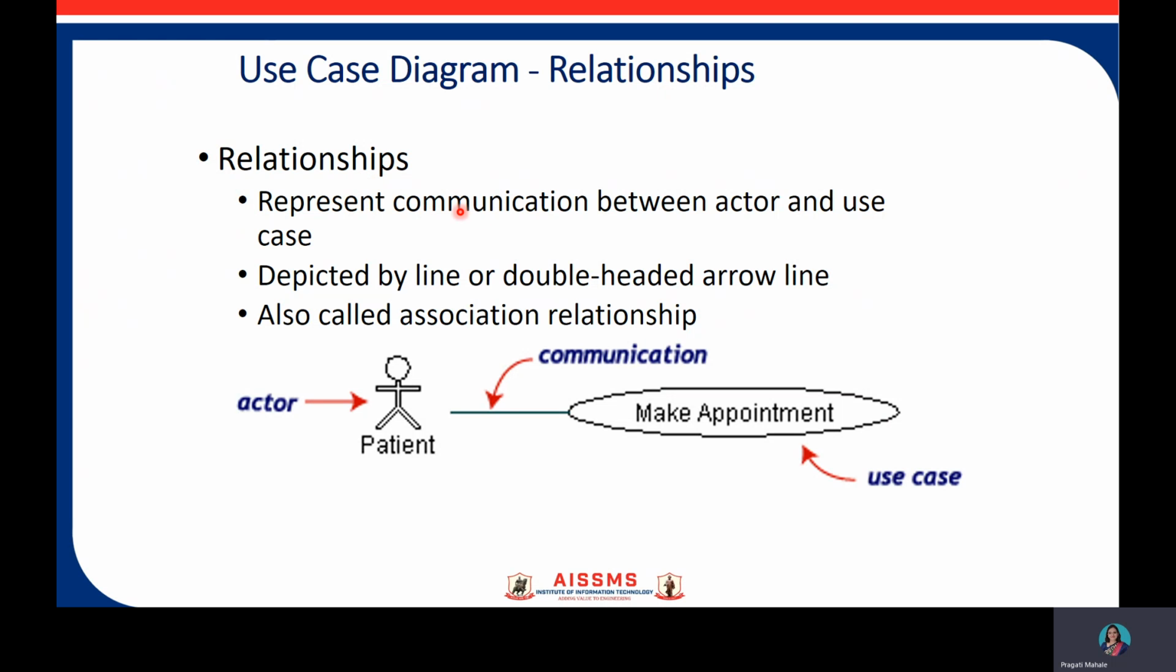The third component is the communication line or the relationship. So the relationship represents the communication between the actor and the use case. It is depicted by the line or a double-headed arrow line, and above this particular line you can also mention some label or the description of the type of relationship. Here a simple line is also called the association relationship. So the relationship represents the connection or the communication between the actor and the use case in our scenario.